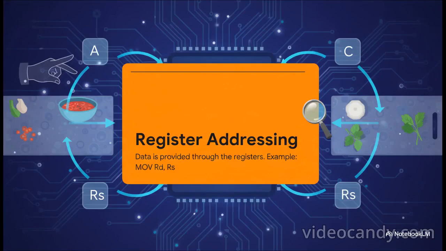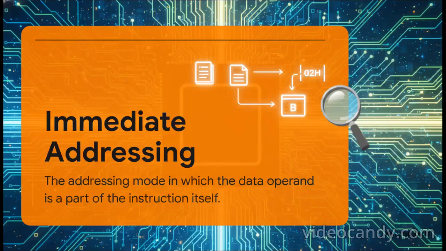Okay, next up is register addressing. This is like the recipe saying, pour the salt from shaker C into bowl A. Both the salt shaker and the bowl are right there on the prep counter. An instruction like MOV A, C tells the CPU to copy the data from one register, C, and put it directly into another, A. It's incredibly fast because the data never leaves that immediate workspace.